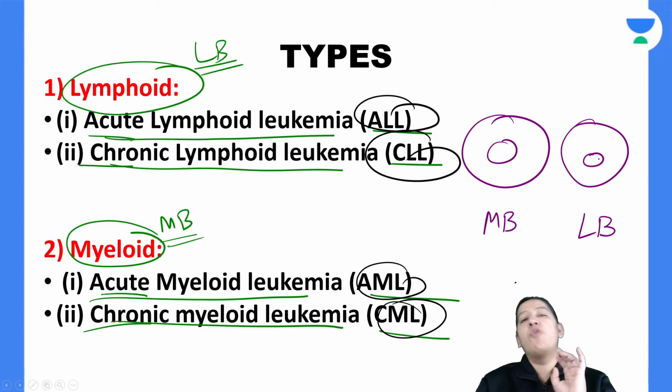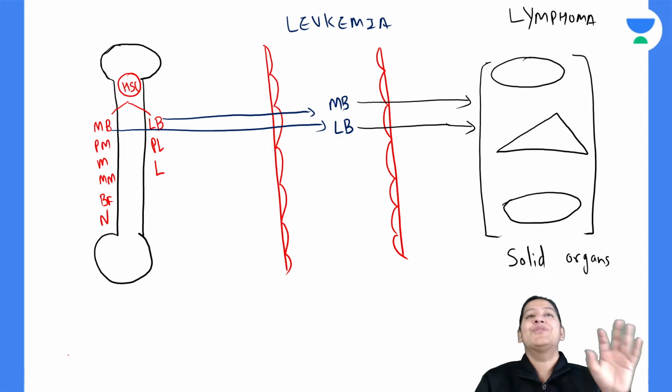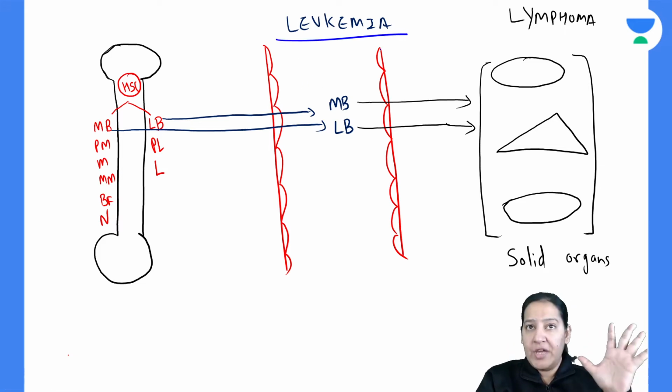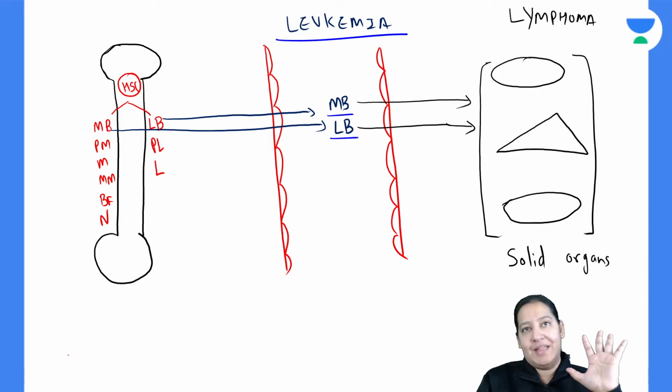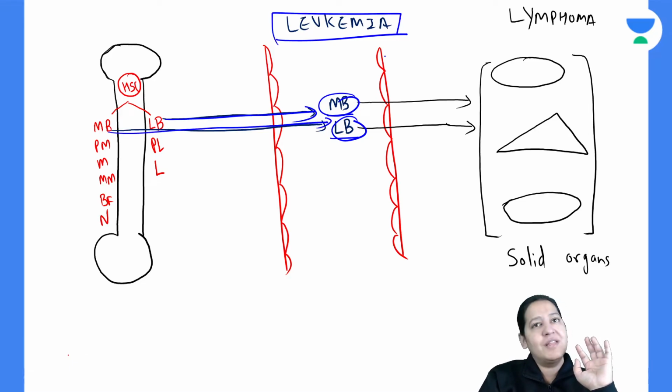Now let me come to lymphoma first. What is lymphoma? You got the definition of leukemia? See, the diagram is crystal clear in front of you. In leukemia, the blast is coming in the blood, either myeloblast or lymphoblast. Leaving the bone marrow, they are coming in the blood, so it is known as leukemia. Give me a thumbs up.